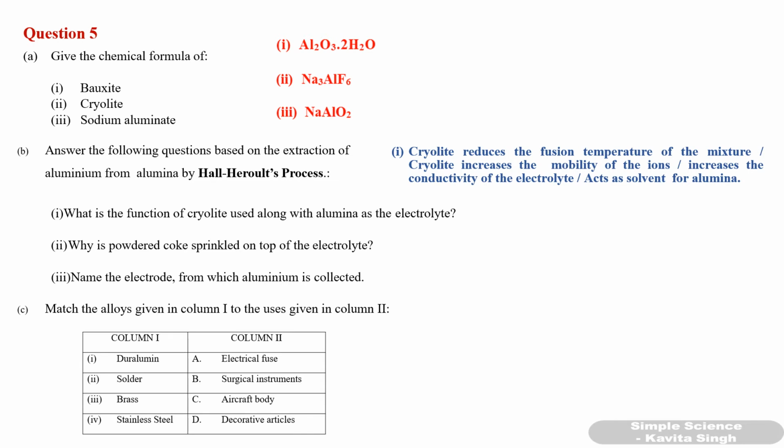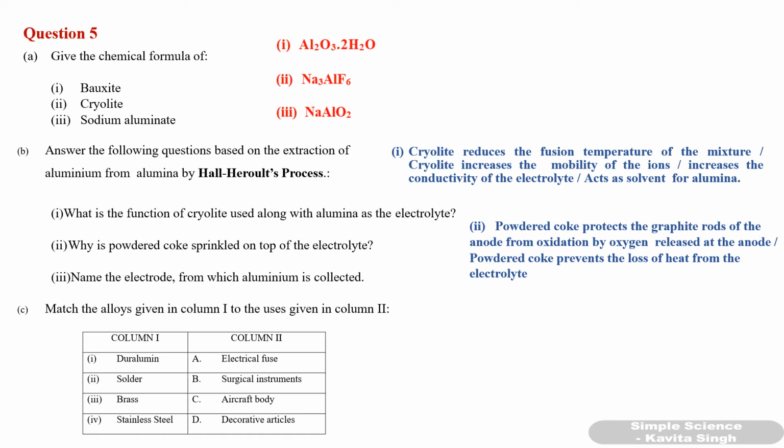Second, why is powdered coke sprinkled on top of the electrolyte? So powdered coke protects the graphite rod of the anode from oxidation by oxygen released at anode. So powdered coke prevents the loss of heat from the electrolyte. Third is name the electrode from which aluminium is collected. So it is collected at cathode.